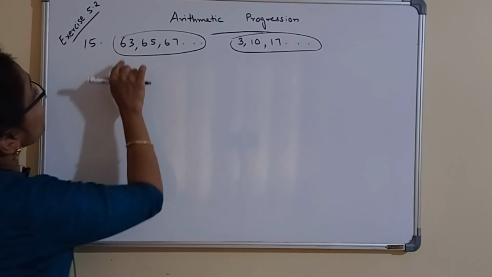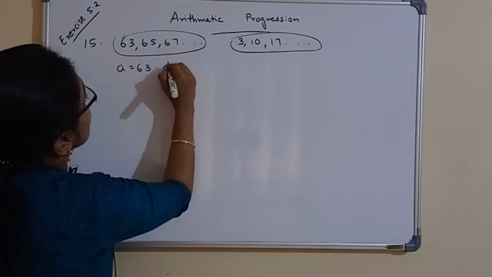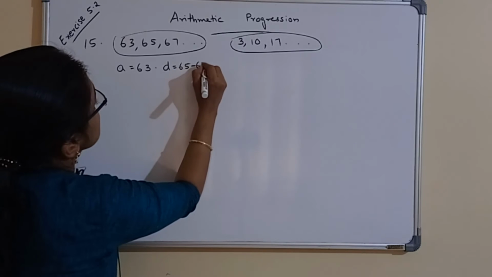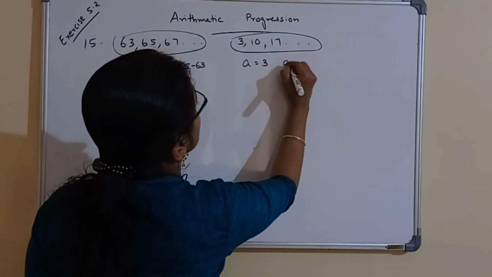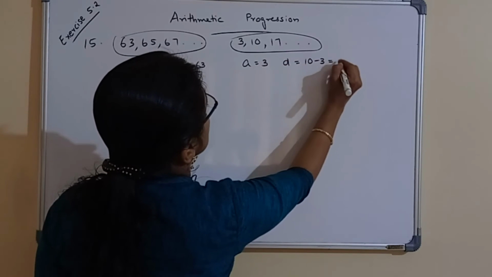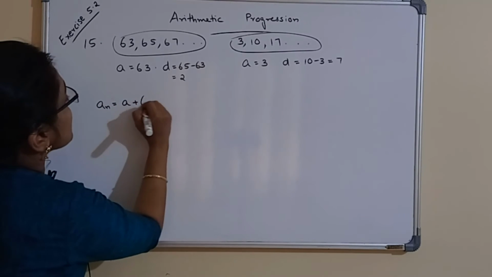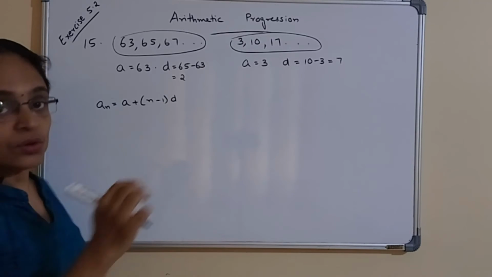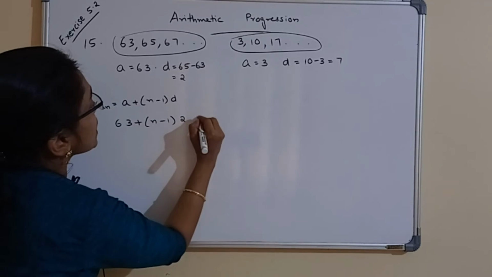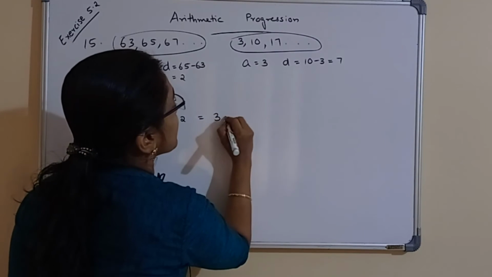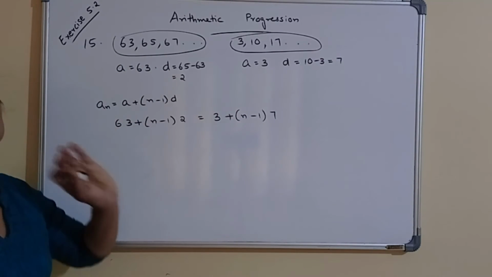Okay. So here the first term is 63. A is equal to 63. Then D equal to 65 minus 63, which is equal to 2. And here A is equal to 3 and D is equal to 10 minus 3, which is equal to 7. And we know that AN is equal to A plus (n minus 1) into D. So here 63 plus (n minus 1) into 2 is equal to 3 plus (n minus 1) into 7. Right? This is equal to this.